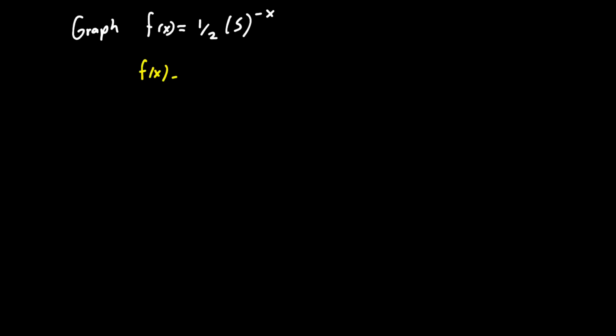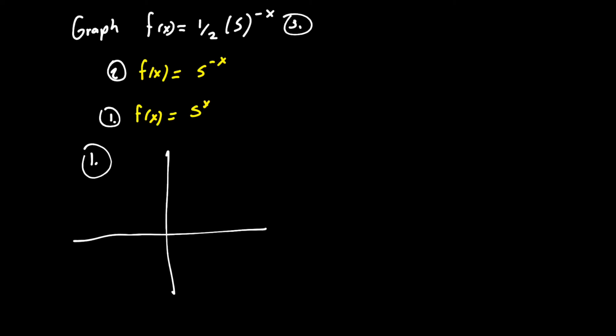Our function f of x, before we apply the compression of 1/2, is going to be 5 raised to the negative x, and before we do that, this is going to be 5 raised to the x. And so we're going to graph first our original function, then we're going to graph our reflection across the y-axis, and then in step number 3, we'll finally graph our last function here.